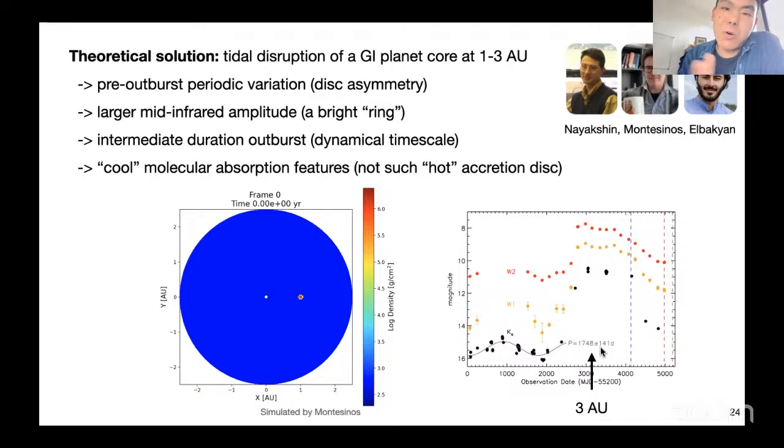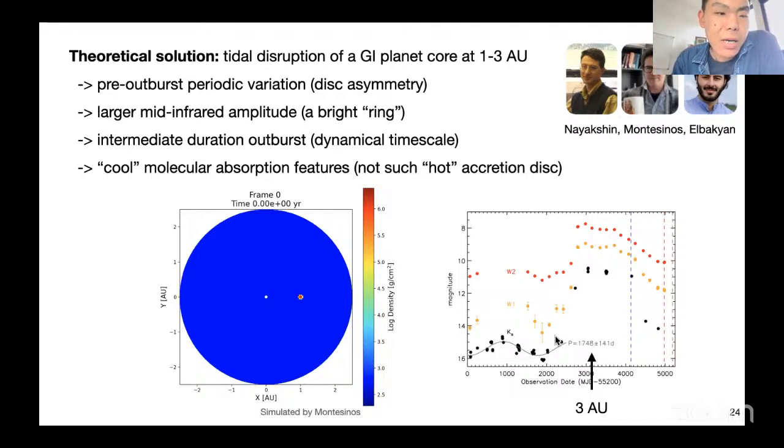If you do a quick calculation, assuming a solar mass star and the Keplerian period, the radius is about 3 AU. And then we're also able to explain why in the W1 band we have a larger amplitude compared to the K band. It's actually because the peak temperature of this scenario is about 800 Kelvin, so it can explain why the W1 band has a higher amplitude here.